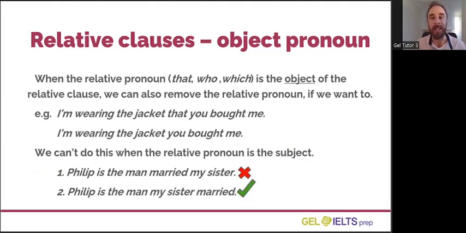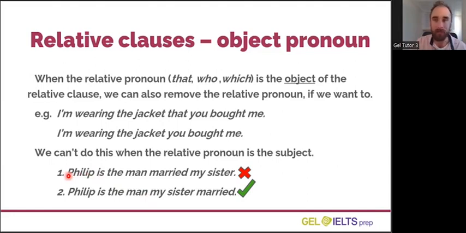The correct answer is number 2. Philip is the man my sister married. My sister married him. So him is the object, so we can remove the relative pronoun. Philip is the man who my sister married, correct. Philip is the man my sister married, correct.